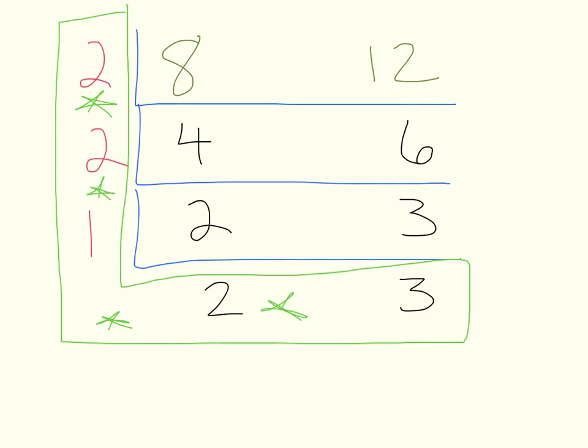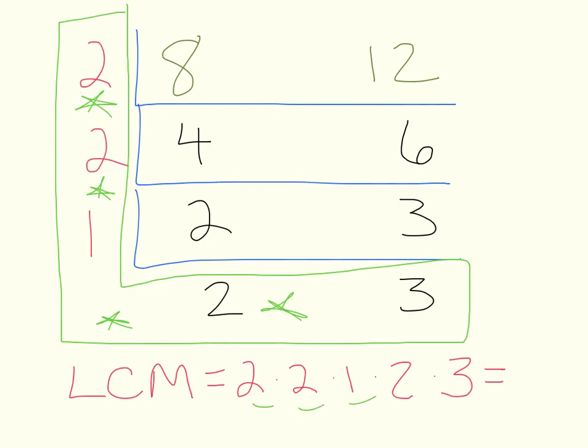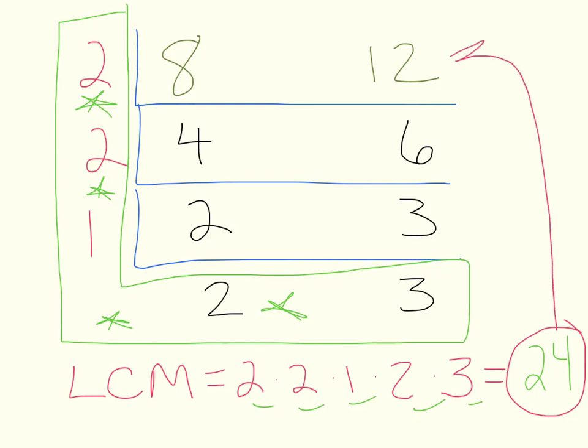So my LCM, or least common multiple, is going to be 2 times 2 times 1 times 2 times 3. If I do that all out, I get 2 times 2 is 4, times 1 is 4, times 2 is 8, times 3 is 24. So what does that 24 tell me? 24 tells me that the smallest number that both 12 and 8 go into is 24.